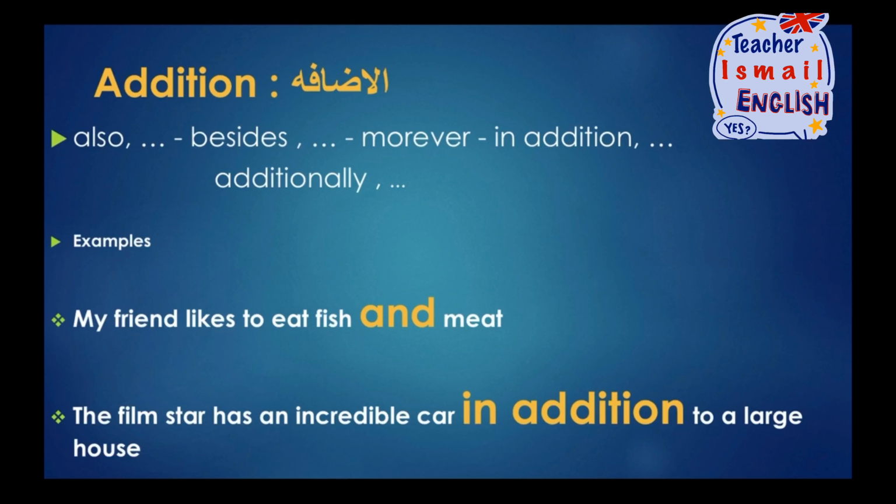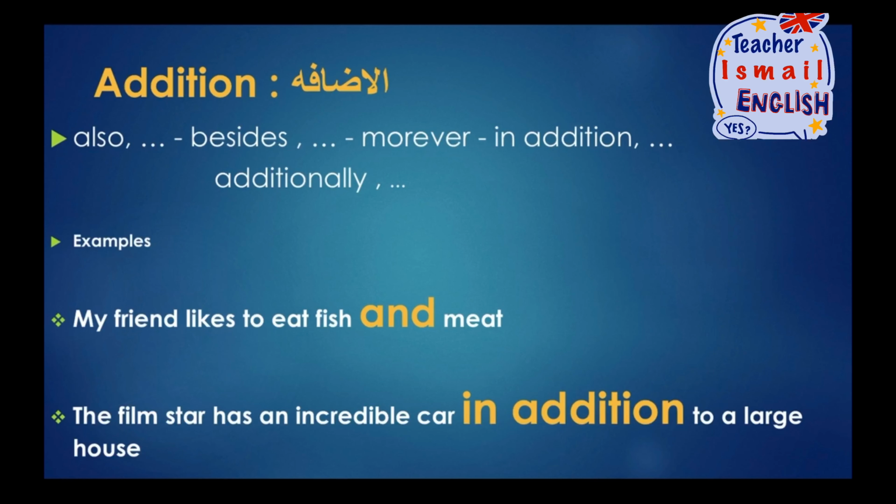Then, the film star has an incredible car in addition to a large house. So the film star has an incredible car, in addition to a large house. These linking words express addition, and we add more information about a specific thing or someone or something like that. So this is what we have in addition. Try to use these linking words in your writing.